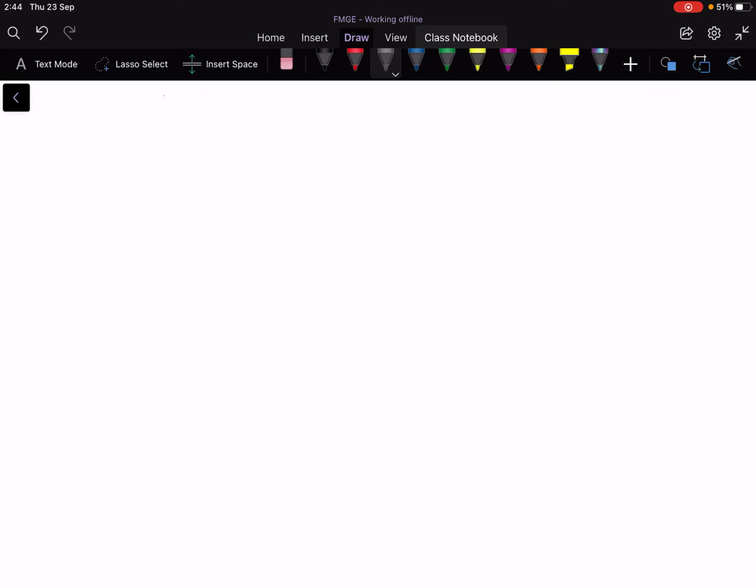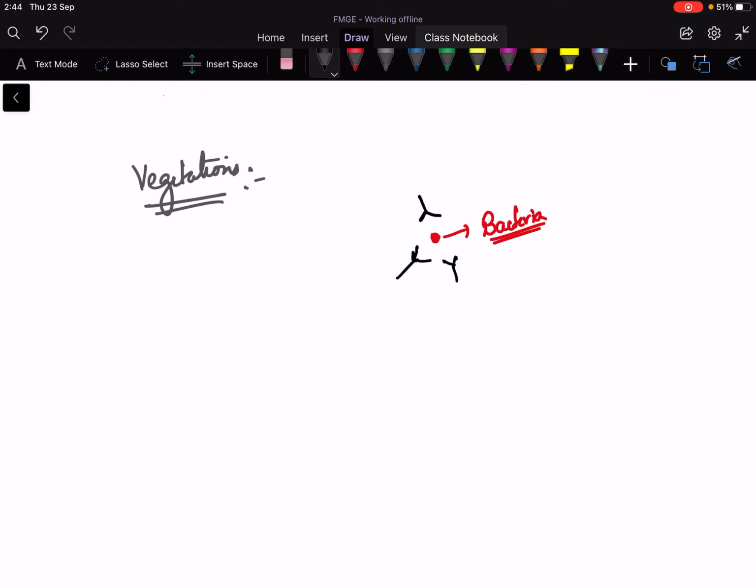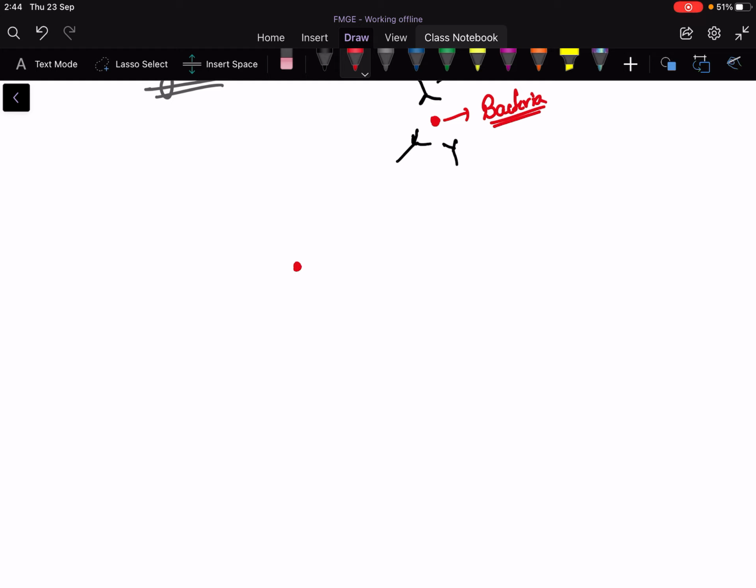First we have to know what vegetations are. Normally, suppose you are having a bacteria, so this is a bacteria, and obviously when we have a bacteria in our body we will start producing a lot of antibodies. So as you can see here we produced a lot of antibodies. This bacteria together with the antibody is called an immune complex.